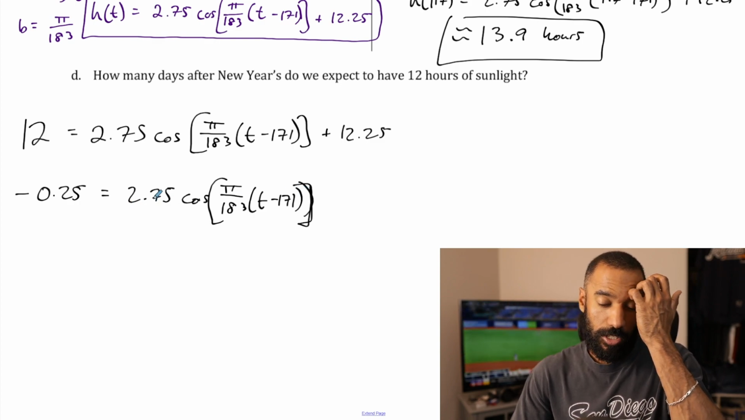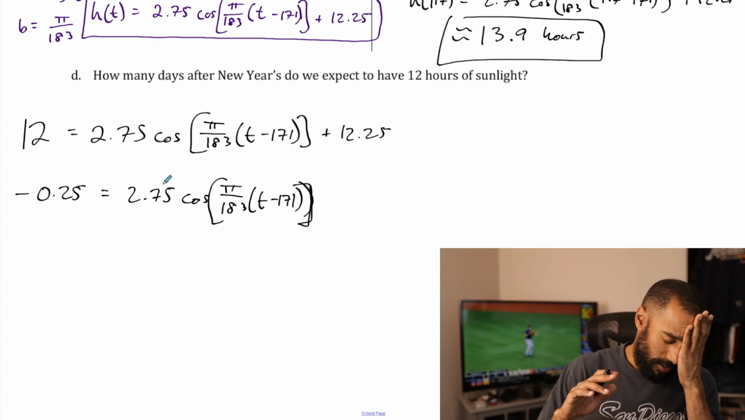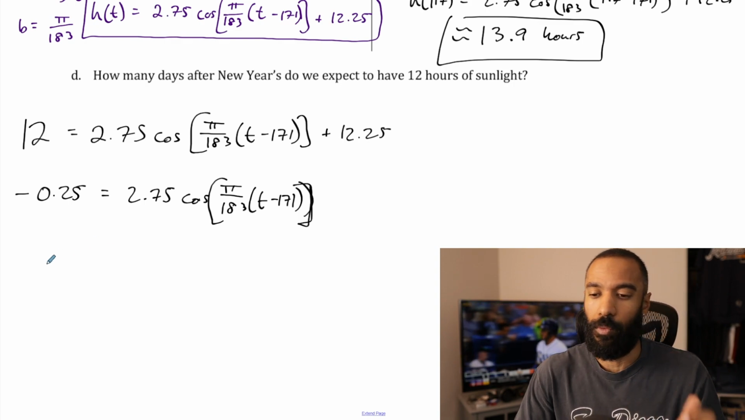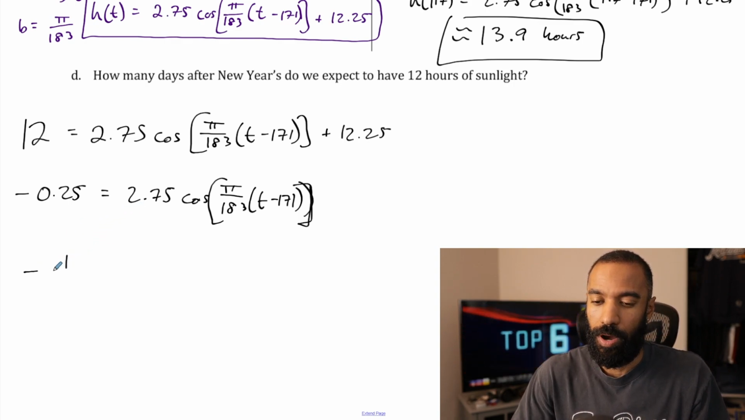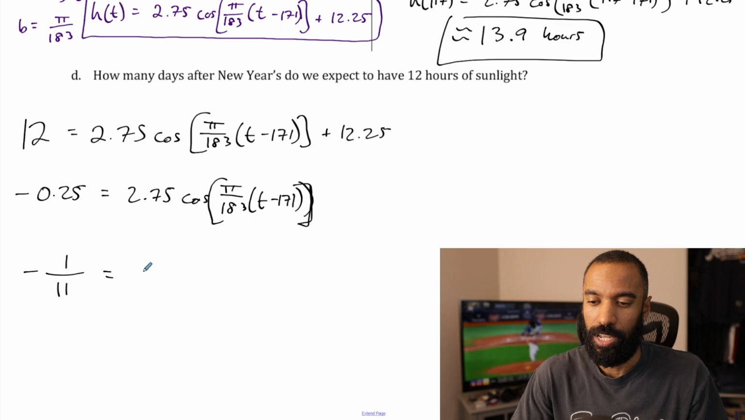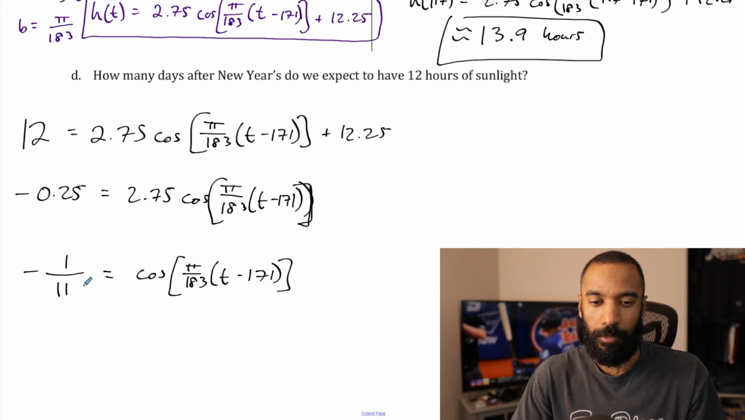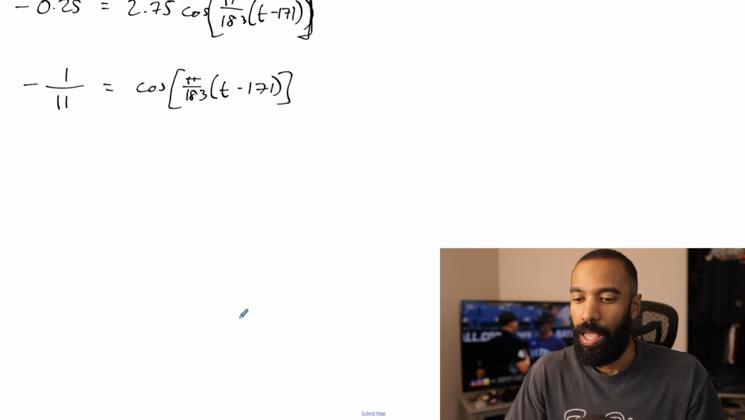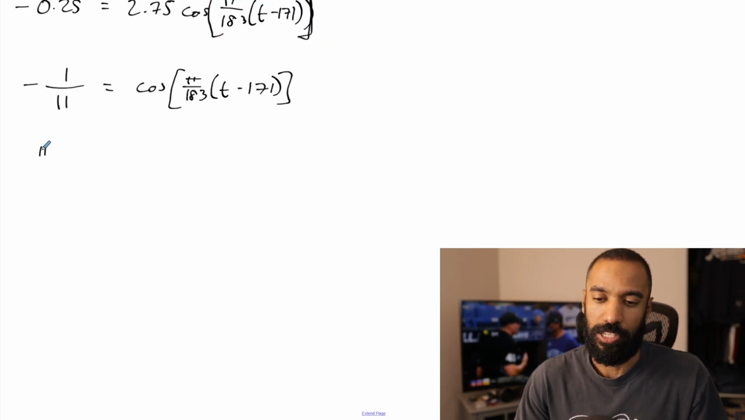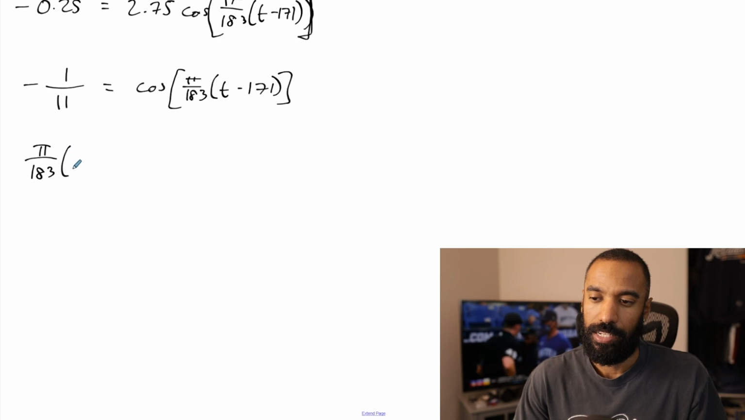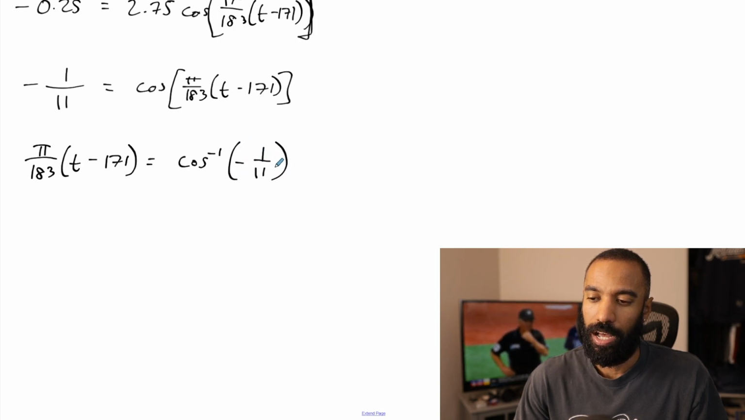Okay, divide both sides by 2.75. That is negative 1/11th. I'm reducing that fraction. Equals cosine of pi over 183 times t minus 171. You can tell that I'm ready to finish when I'm writing like this. I'm going to take the inverse cosine of both sides, and I'll get pi over 183 times t minus 171 equals the inverse cosine of negative 1/11th there.